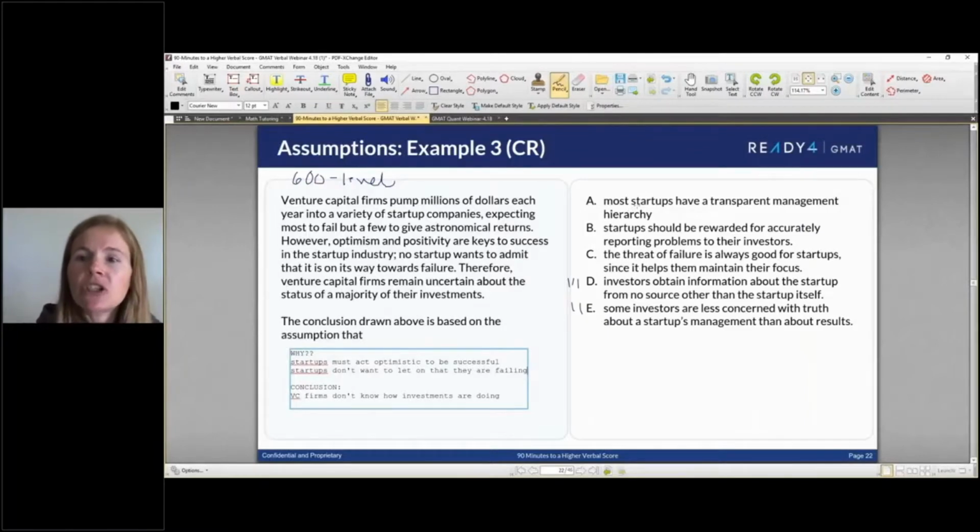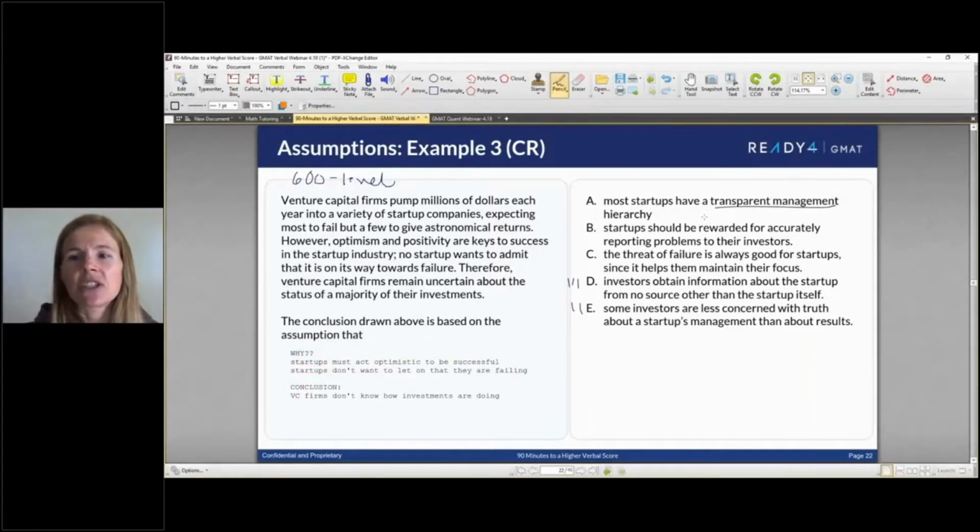Starting with A, most startups have a transparent management hierarchy. Well, first off, I'm not sure this is totally relevant because we're not interested in how transparent their hierarchy is. We're interested in how transparent their earnings are, or that kind of thing. And furthermore, if they were transparent, then you'd think that the VC firms would know exactly what's going on. So this is somewhere between irrelevant and opposite. I'm not exactly sure, but it's definitely opposite.